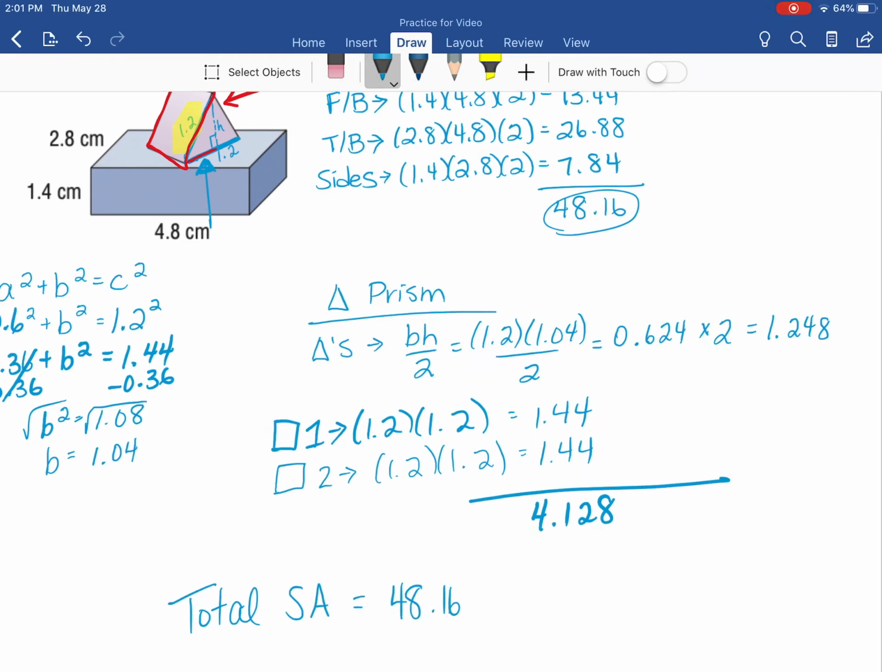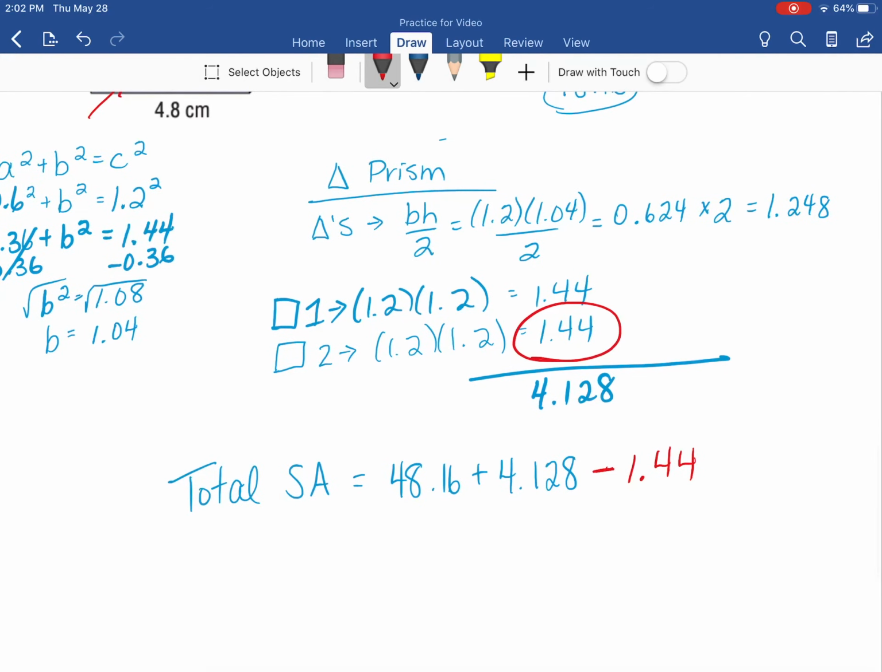So my total surface area is going to be 48.16. That's the surface area of the box. 4.128. That's the surface area of the triangular prism. Now, the only thing is, I didn't include the bottom of the triangular prism, so that's fine. But I do have to subtract the area of what it would be. Now, I only have to subtract it once because I didn't include it from the triangular prism to start with. But it's covering up a portion of this box that happens to be that size. And so I have to subtract 1.44 at the end. That's the area of one of those rectangles. So I'm getting a total combined surface area of 50.848. So I'm going to round this to 50.8 centimeters squared.